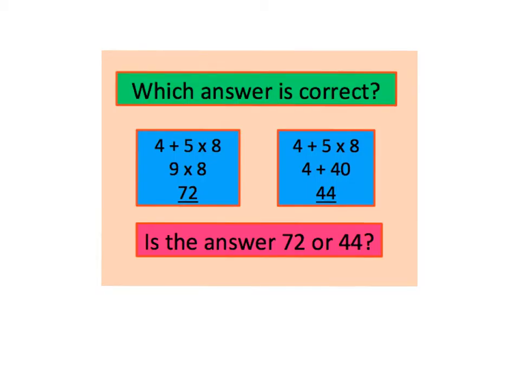Order of operations. Which of these answers is correct? On the left, I have 4 plus 5 times 8, then 9 times 8, which equals 72. On the right, I have 4 plus 5 times 8, 4 plus 40, and then equals 44. So is the answer to this problem 72 or 44? What do you think?